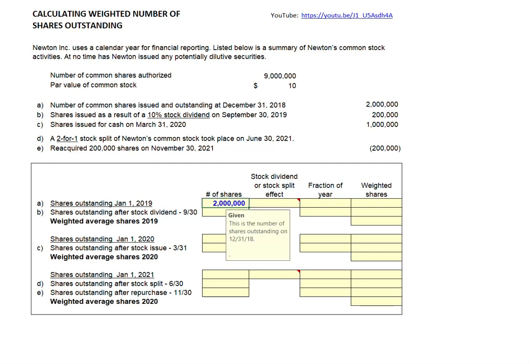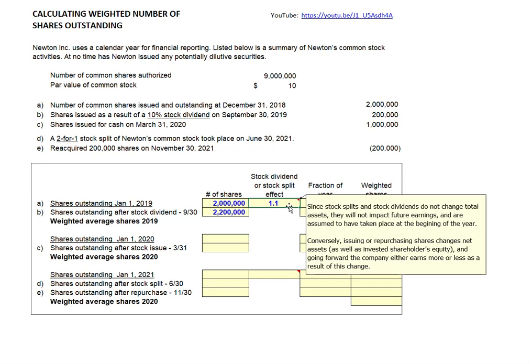The first stock transaction that took place in 2019 was a 10% stock dividend on September 30th, 2019, which means our shares will increase to 2.2 million shares. Now, we assume that the effect of all stock dividends or stock splits occurs at the beginning of the year. And that's because stock dividends and stock splits don't change total assets and don't change total equity. And if we have no change in total assets, the assumption is we won't have any impact on future earnings. So we'll assume that the stock transaction took place at the beginning of the year.